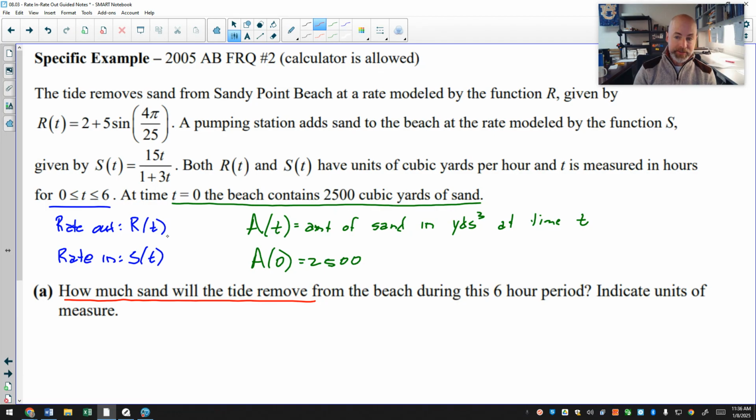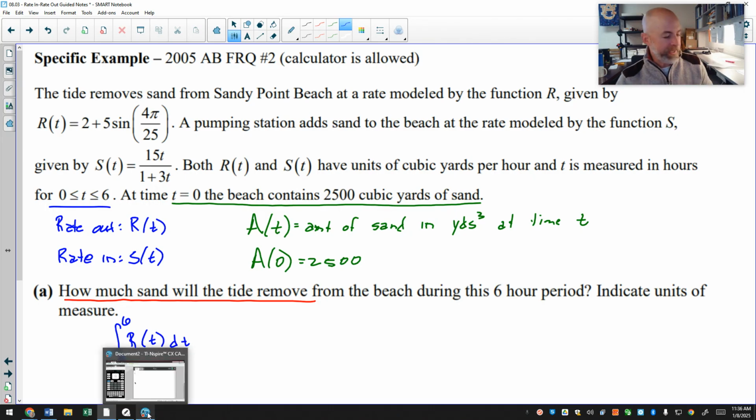Well, I have the rate that the sand is being removed. If I want the amount that is removed, I need to do the antiderivative of the rate that sand is removed, and we'll evaluate this from 0 to 6. And I'm looking at this rate out function, and you should be able to find that antiderivative. This is a u sub antiderivative, and you should be able to do that by hand. However, on these rate in, rate out problems, there are very few exceptions, they are almost always a calculator problem. So I'm going to go to my calculator, and I'm going to start defining my functions and getting my calculator primed and ready to go.